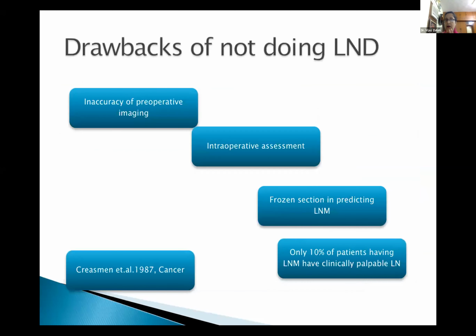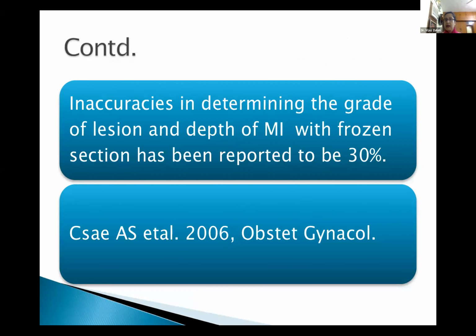Now, what are the drawbacks of not doing lymph node dissection? Inaccuracy of preoperative imaging: we had a lecture before that with MRI, at most you can stretch it up to 90% to get the exact status of the lymph nodes. Then you are doing intraoperative assessment. How much do you rely on frozen section? Only 10% of the patients with lymph node metastasis have clinically palpable lymph nodes when we rely on that. Then inaccuracies in determining the grade of the lesion and depth of myometrial invasion on frozen section have been reported to be as high as 30%.